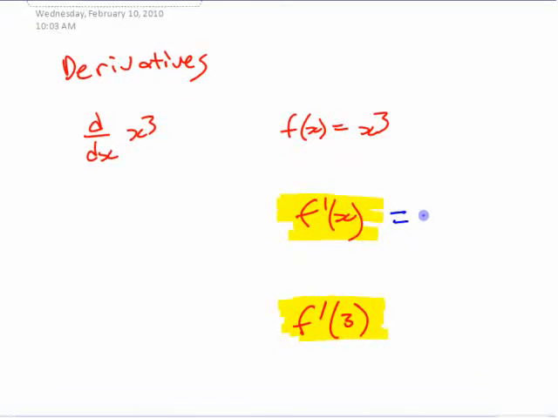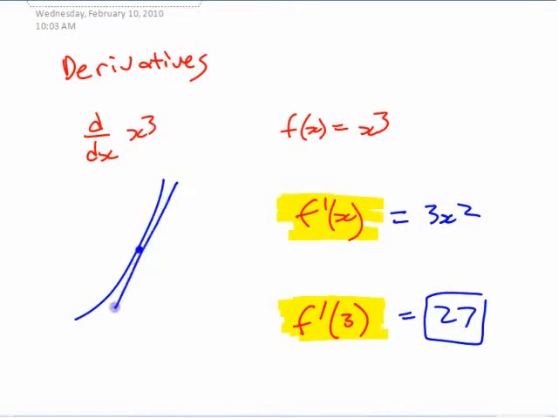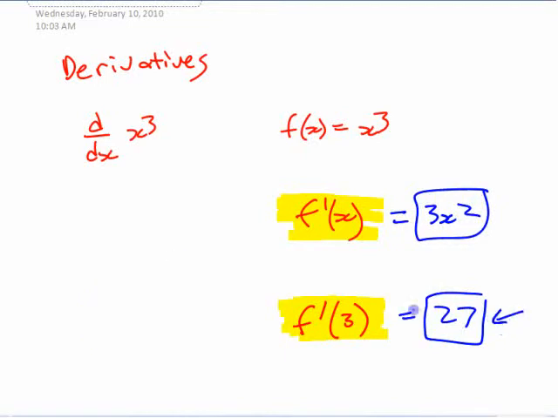F prime of x is going to be just 3x squared, but f prime of 3 is going to be 27, whatever 3x squared is. This is a number. It represents something definite in this situation. If you have the x to the third curve and you want to know what it is, it's the slope at that point. This is the slope anywhere on the curve. This is the slope at a specific point. This is kind of indefinite. This is definite because it's a specific number.